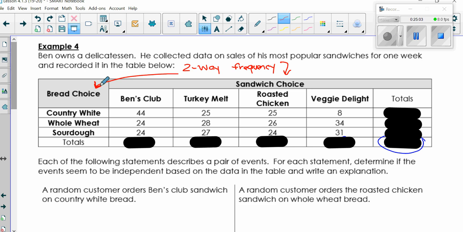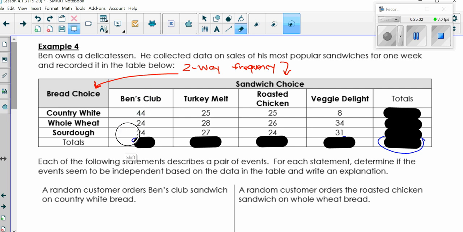Okay, so go ahead and take your calculators and calculate how many Ben's Club sandwiches there are: turkey melt, roasted chicken, veggie delight, and then how many sandwiches are made on country white, whole wheat, and sourdough. Okay, go ahead and pause and do that. Okay, so let's check your work. This is called your marginal frequency. If you remember back to last year, marginal frequency is the total of a row or column.